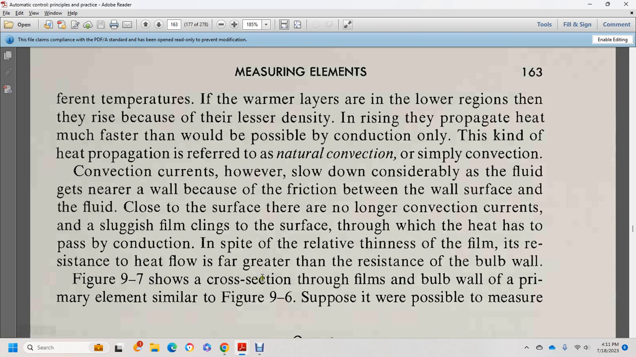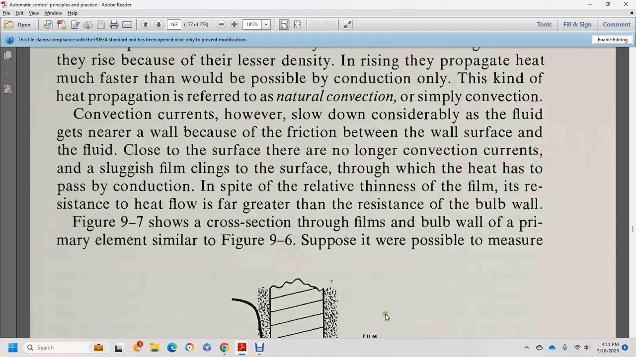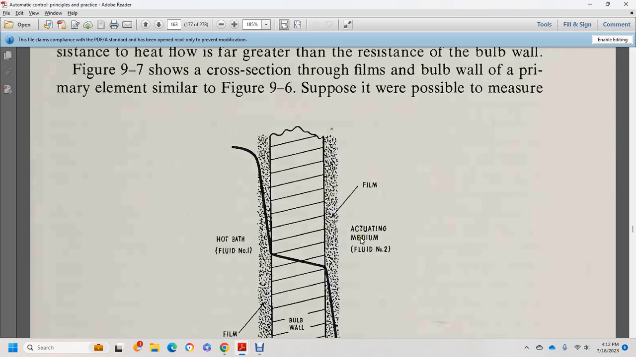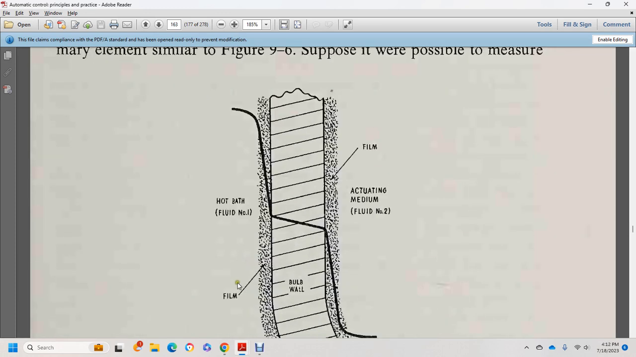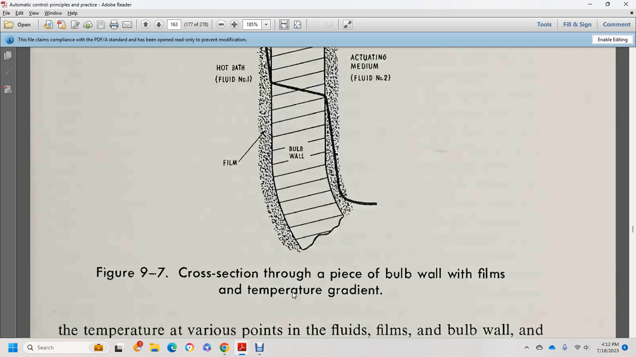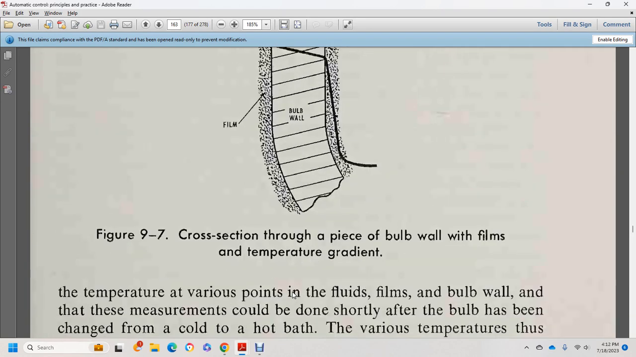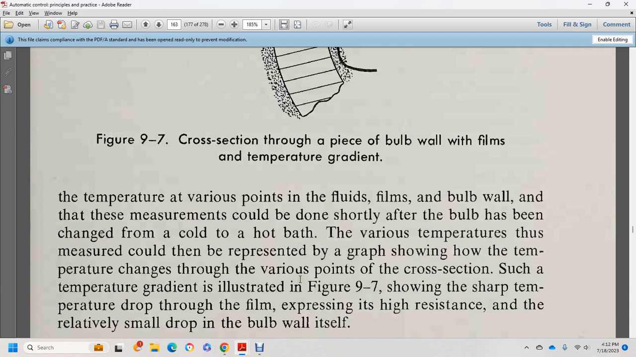Figure 9.7 shows the cross-section of the films on the bulb wall of the primary element. Figure 9.6 shows the steps that make it possible to measure them. It shows the film of the actuating medium and the hot bath fluid. Number 1, film on the bulb wall. This is a cross-section of a piece of the bulb wall with the film and the temperature gradient, showing the temperature at various points of the fluid films and bulb wall.